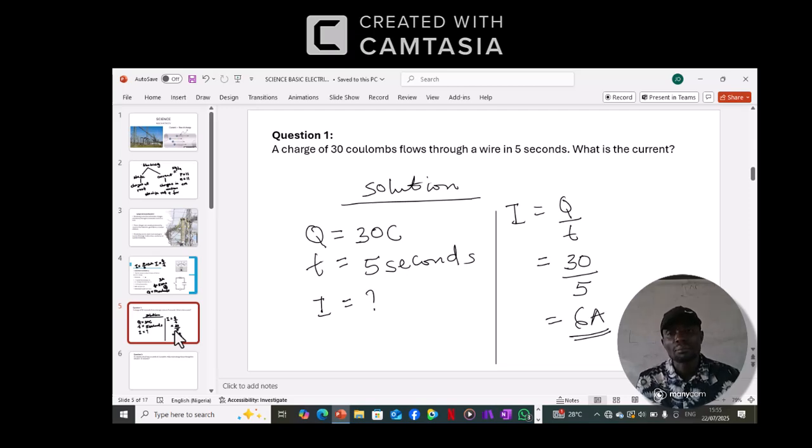So that's the current that flows through that wire. All right. So our answer is 6 amperes. The current through the wire is 6 amperes. Let's go for the second question.